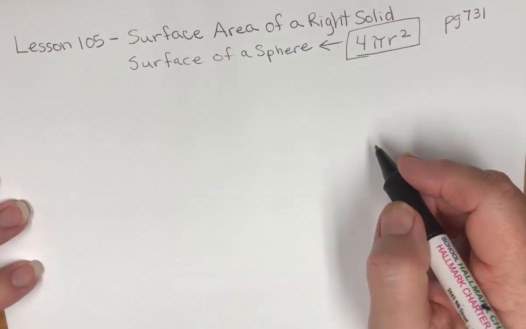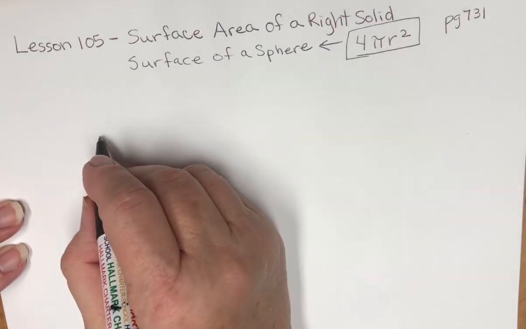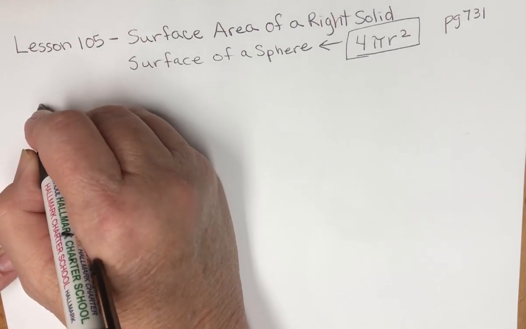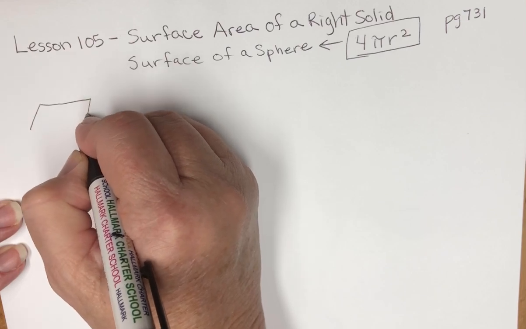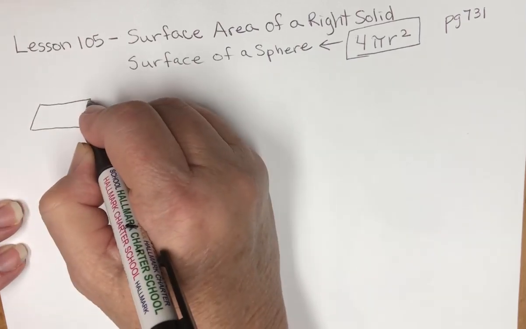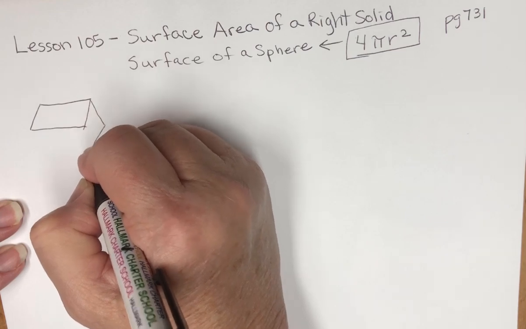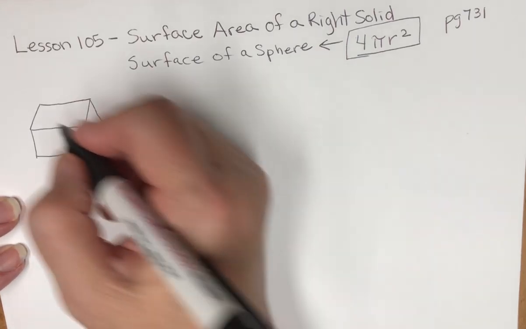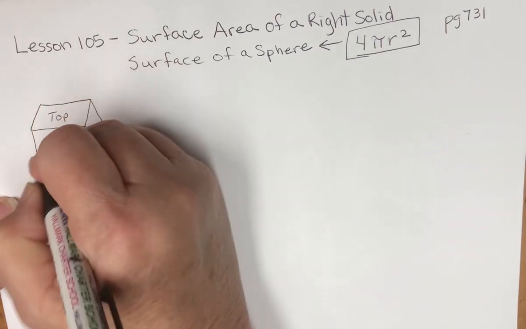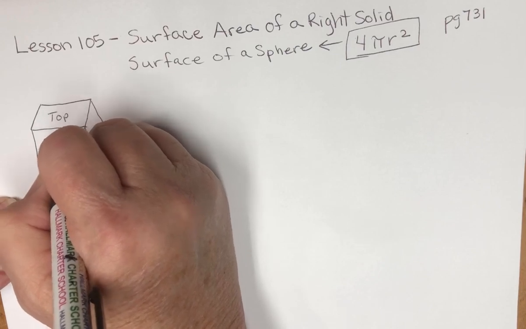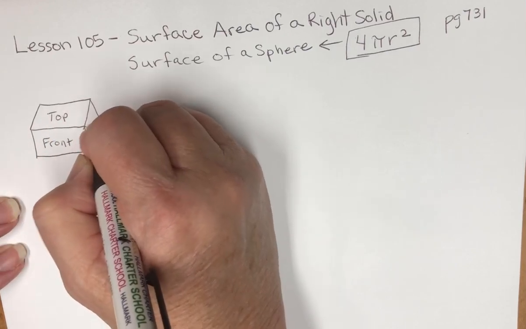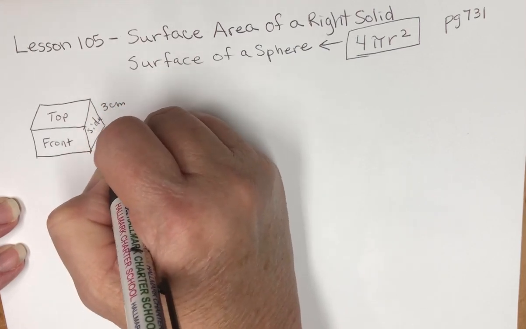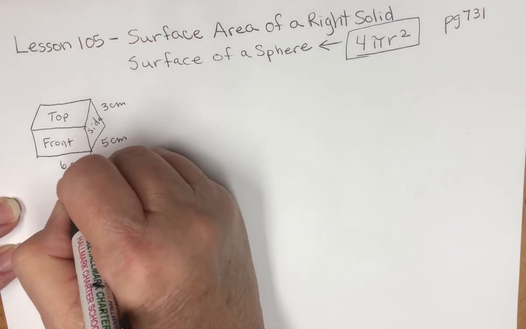So they want us to figure out how to calculate a surface area. Let me see if I can first draw this picture. Here's the top. Here's the front. Here's the side. They give us 3 centimeters, 5 centimeters, 6 centimeters.